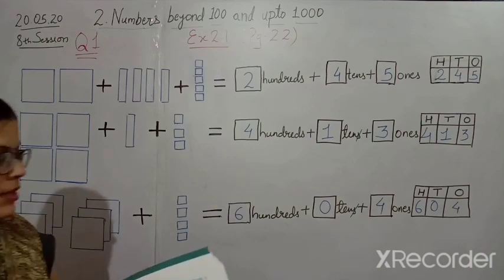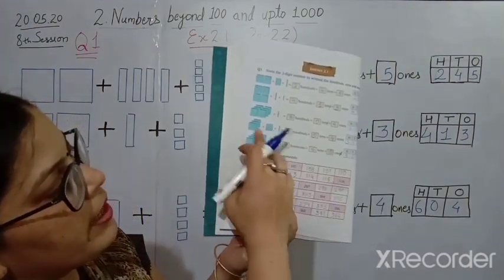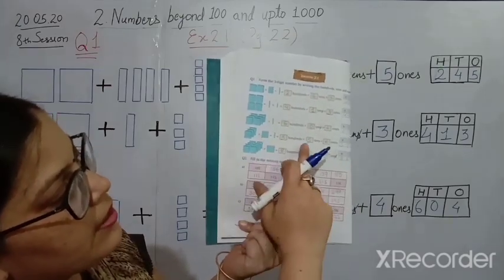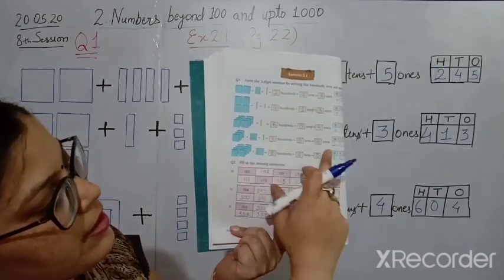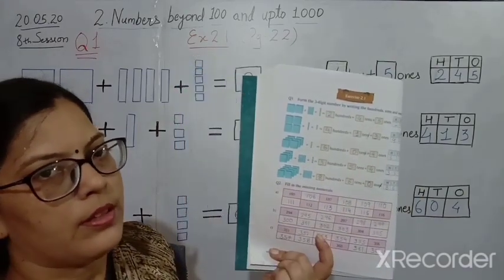These 3 questions I have done on the board. The other 2, try on your own. Count hundreds, write in the block, count tens, write in the block, and then ones. And in the same way you have to form the number.